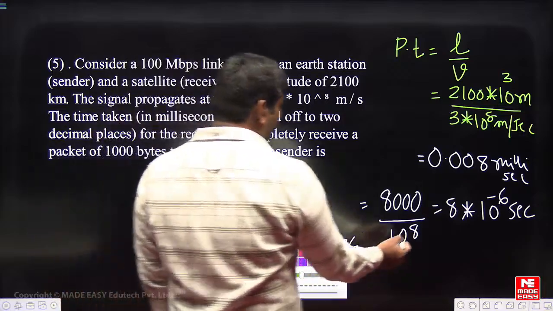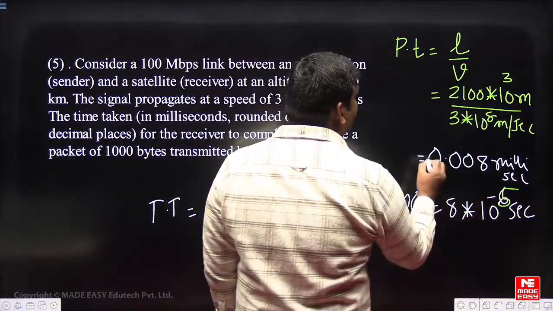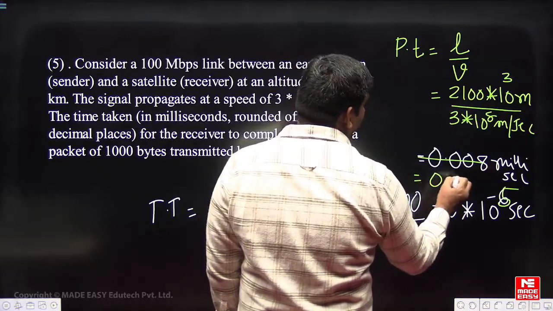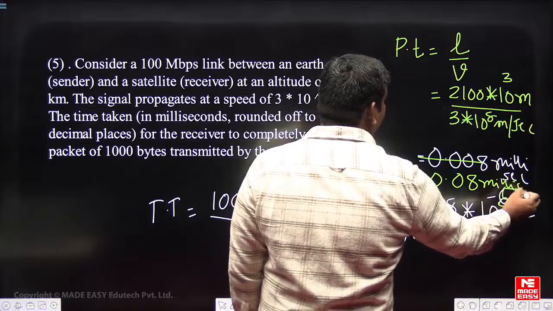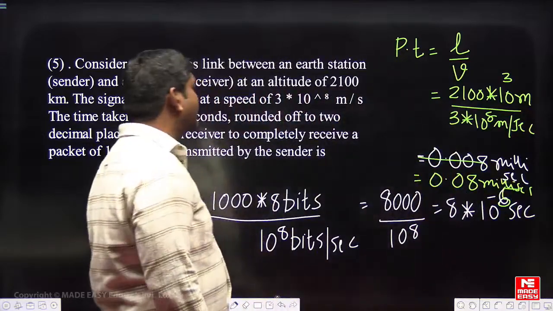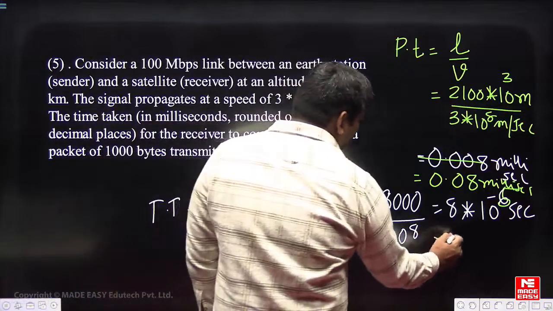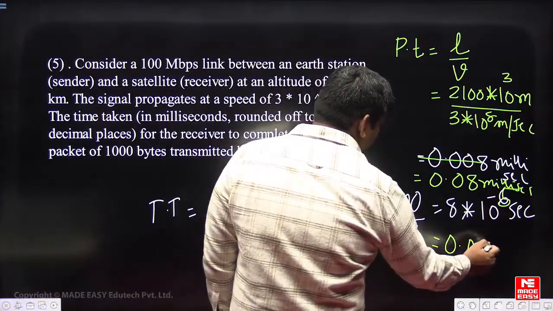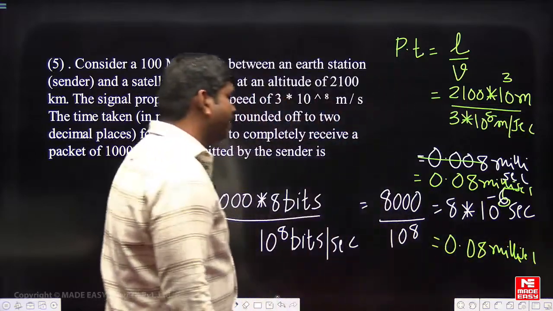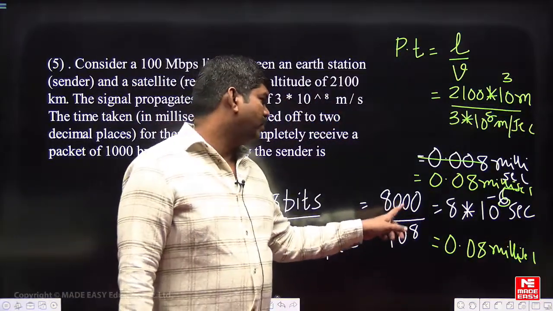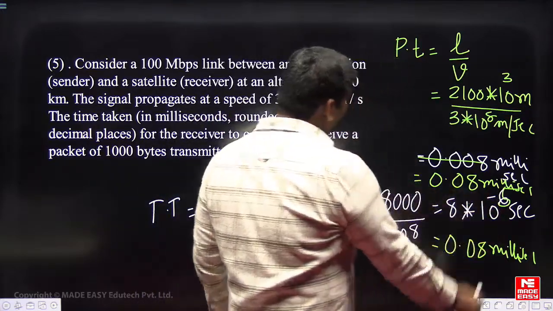Here you are getting 10 power 3, so it is going to become 5, and then this value becomes 0.08 milliseconds. This is the transmission time. Transmission time, how much are you going to get? 0.08 milliseconds, because 10 power 3 minus 8 means 10 power minus 5, and 10 power minus 5 means 0.08.